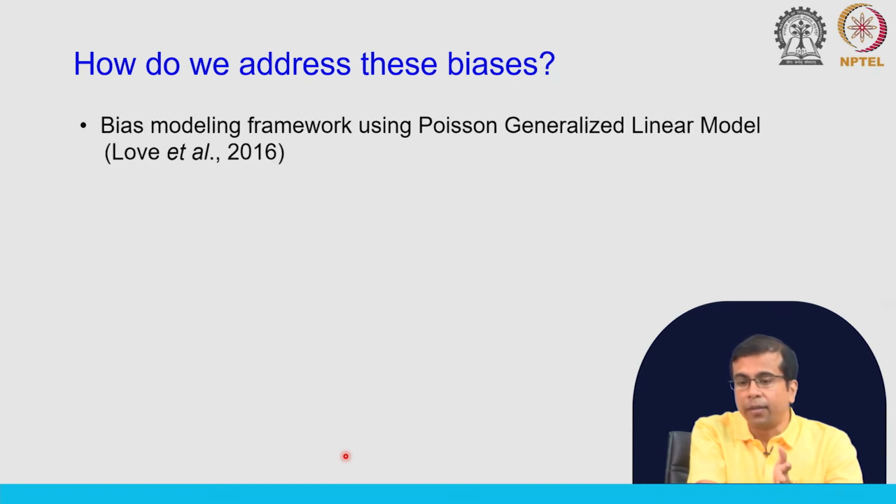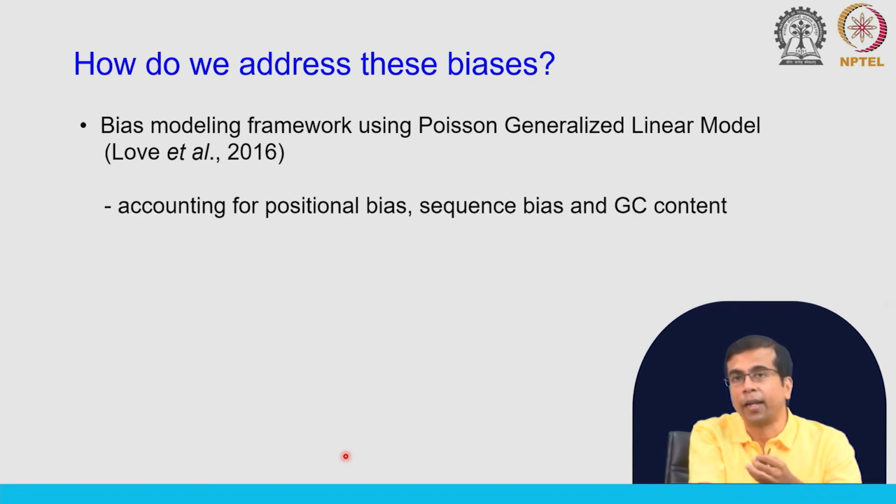There is another method which relies on a bias modeling framework, and it utilizes something called a generalized linear model. Again, these technical terms are not so important. If you are interested in the actual statistics and the methods, please have a look at the original paper. We are not going to go into the details of this. This method can account for positional bias, sequence bias and GC content.